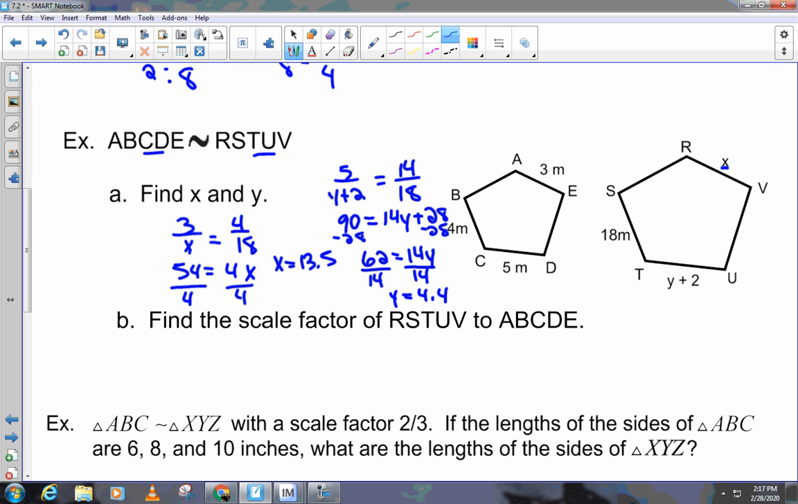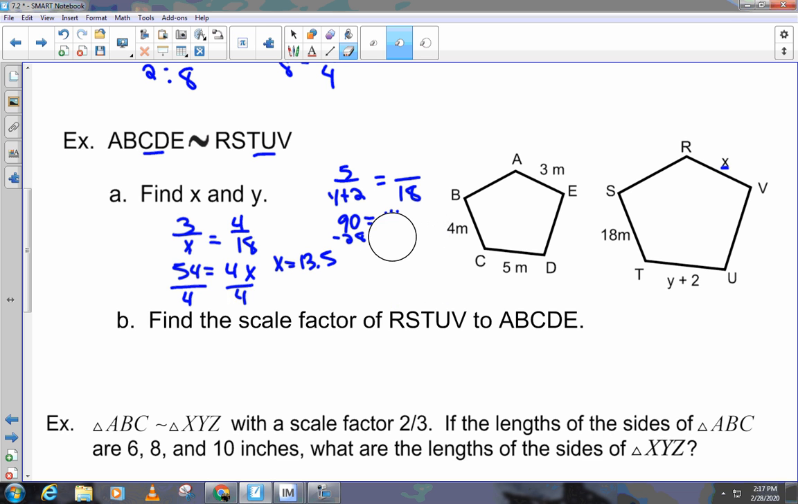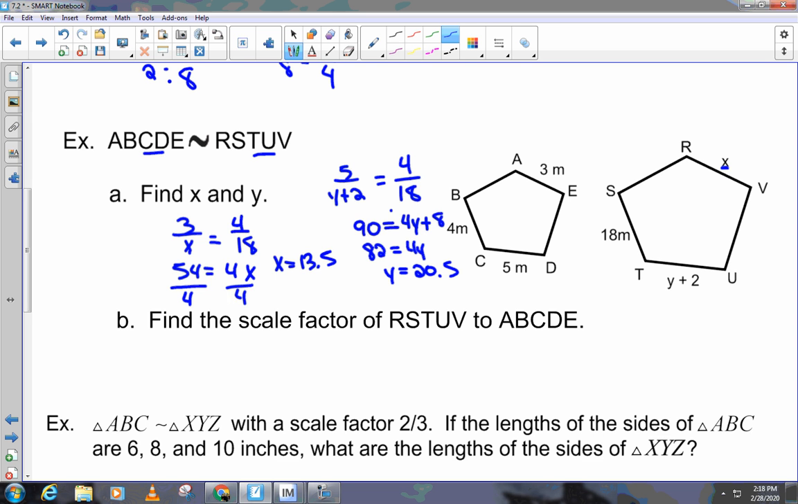I don't remember that answer. I got 20.5. Oh, you know what? I wrote it down wrong. What should I have written? 4. I don't know where I got 14 from. I made up my own problem, didn't I? I used 14 here and it was 4. So it was 90 equals, we still have to distribute, 4y plus 8. Subtract 8 from both sides, that's 82 equals 4y, and then you get 20.5. Yeah, that sounds more like the answer.